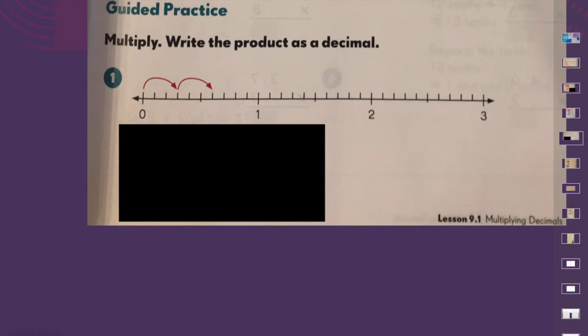Now let's look at this number line. I want you to study the number line and see what you notice, and see if you can figure out what multiplication problem is being shown on this number line. Just go ahead and look at it, study it, and see what you noticed.